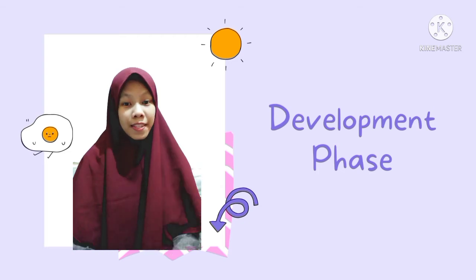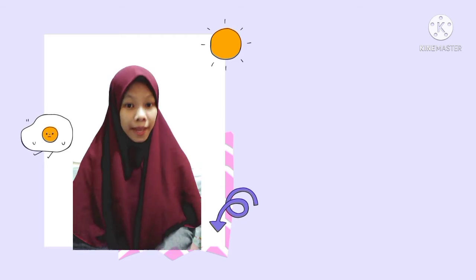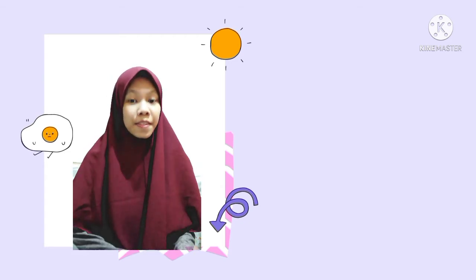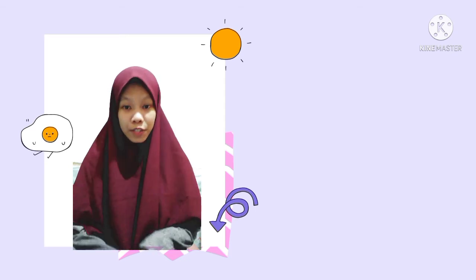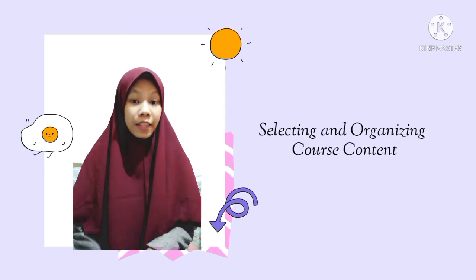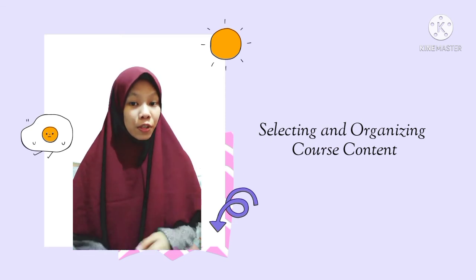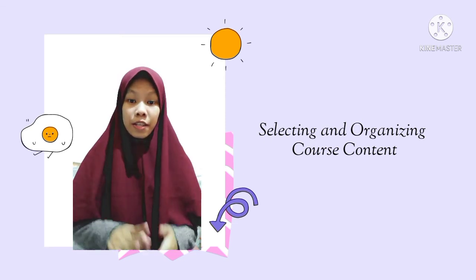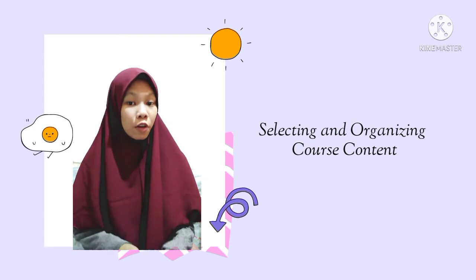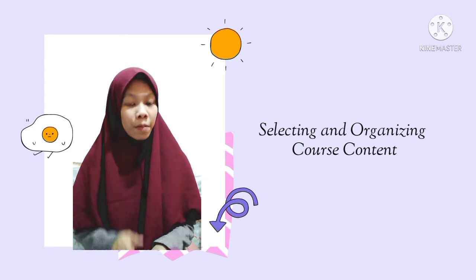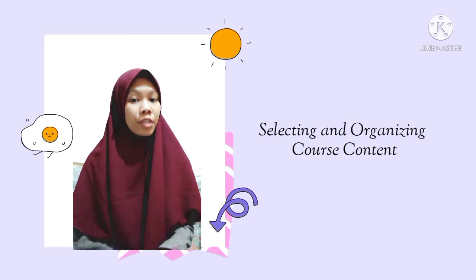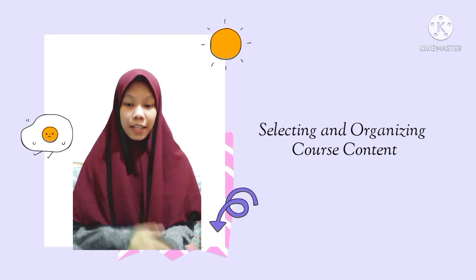Okay, the second phase is the development phase. In the development phase, there are three stages that need to be considered. The first is selecting and organizing course content. Selecting syllabus content. In this section, the selection of syllabus content is done by selecting the main topics and determining the order in which the topics will be presented in class.